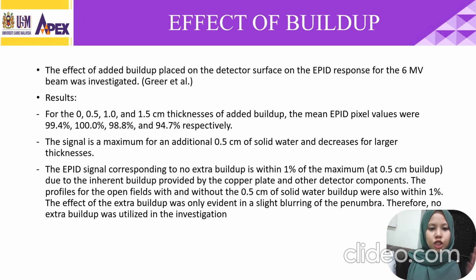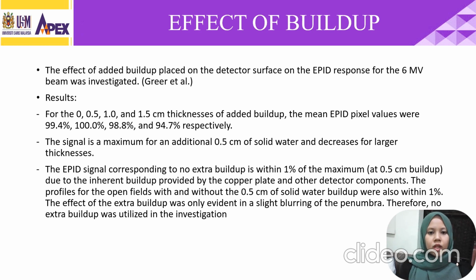For 0, 0.5, 1 and 1.5 cm thickness of added buildup, the mean EPID pixel values were 99.4%, 100%, 98.8%, and 94.7% respectively. This means that for 0 cm thickness of added buildup, the mean EPID pixel value was 99.4%. For 0.5 cm thickness, the mean EPID pixel value was 100%. Meanwhile, for 1 cm thickness of added buildup, it was 98.8%. And lastly, 1.5 cm thickness of added buildup contributes to a mean EPID pixel value of 94.7%.